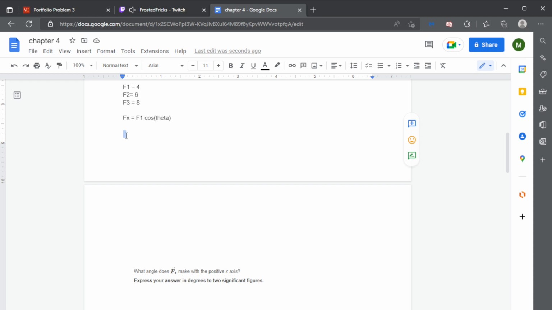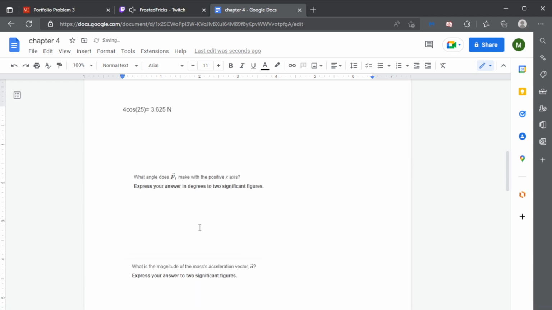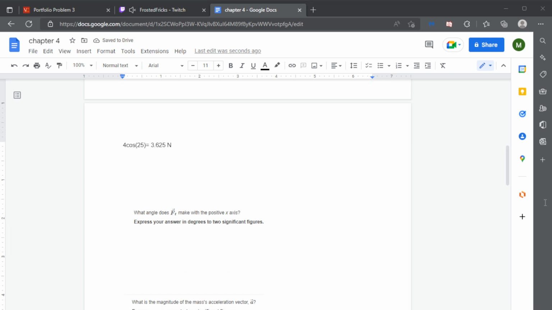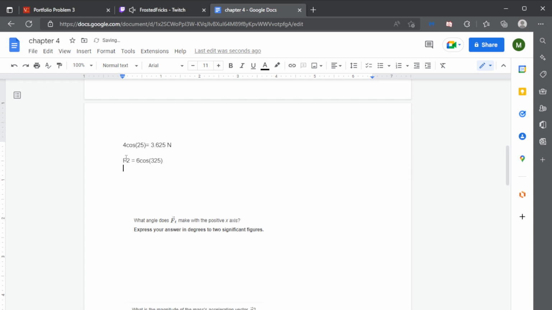So force 1, 4 cosine of 25 degrees, will be 3.625 newtons. And then force 2 would be the same thing but with a different theta, which would be 325. So 6 cosine 325 will equal 4.915 newtons.